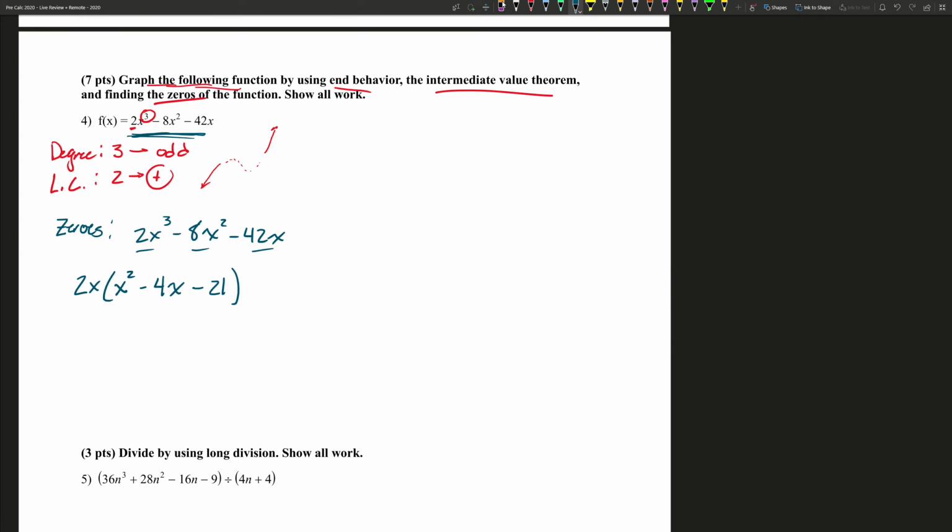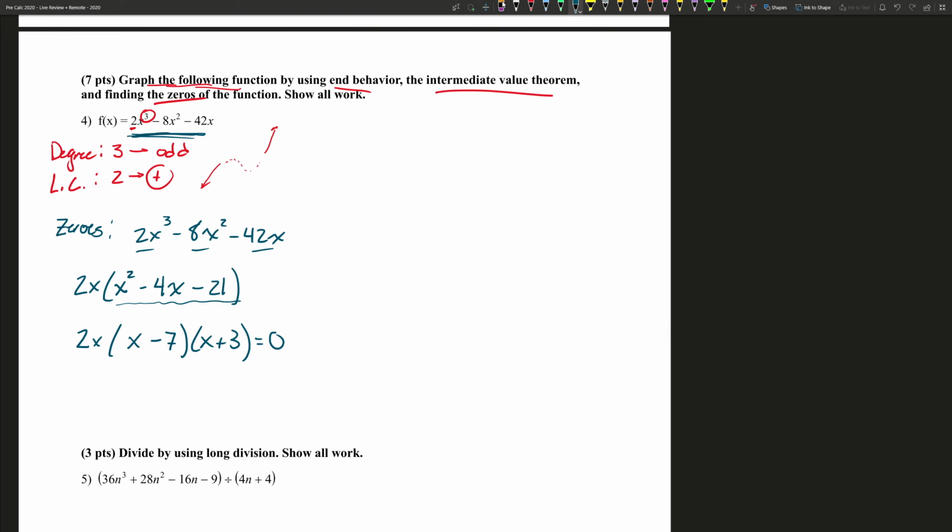So then we're almost done, right? We can still factor this part. When we factor that part, we need factors of negative 21 that add up to negative 4. So that would be x minus 7, x plus 3.